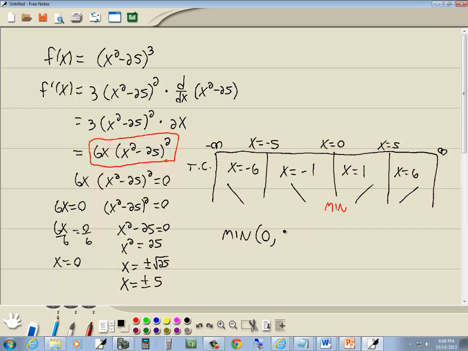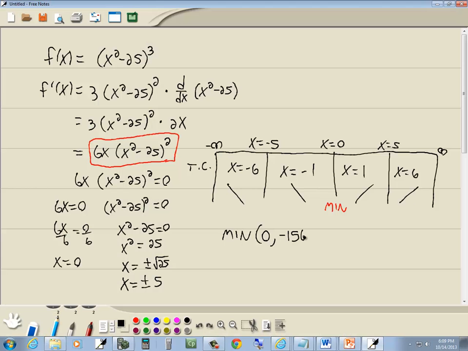And that gives us negative 15,625. And that would be our answer. Min is (0, negative 15,625).